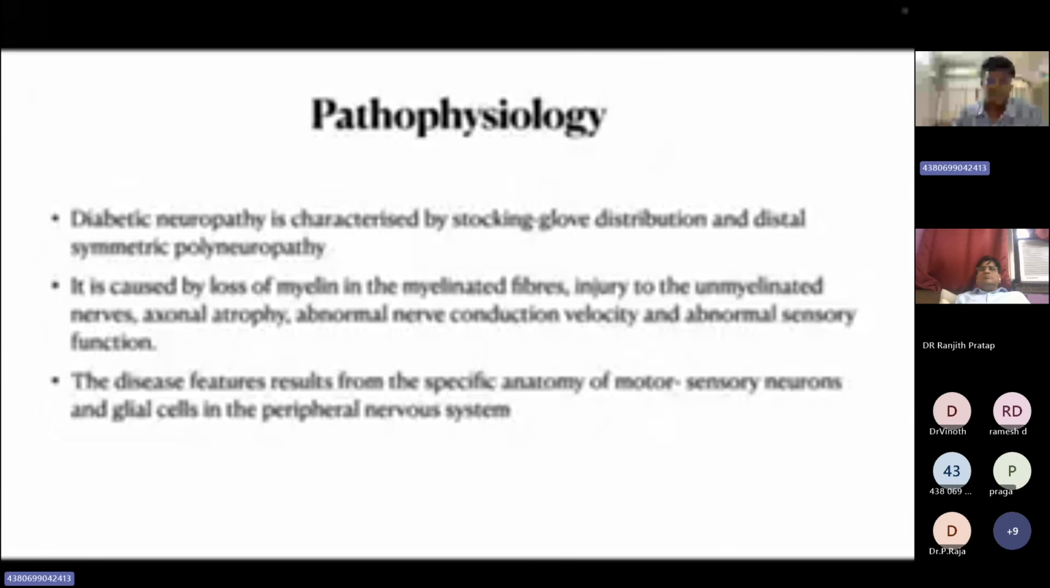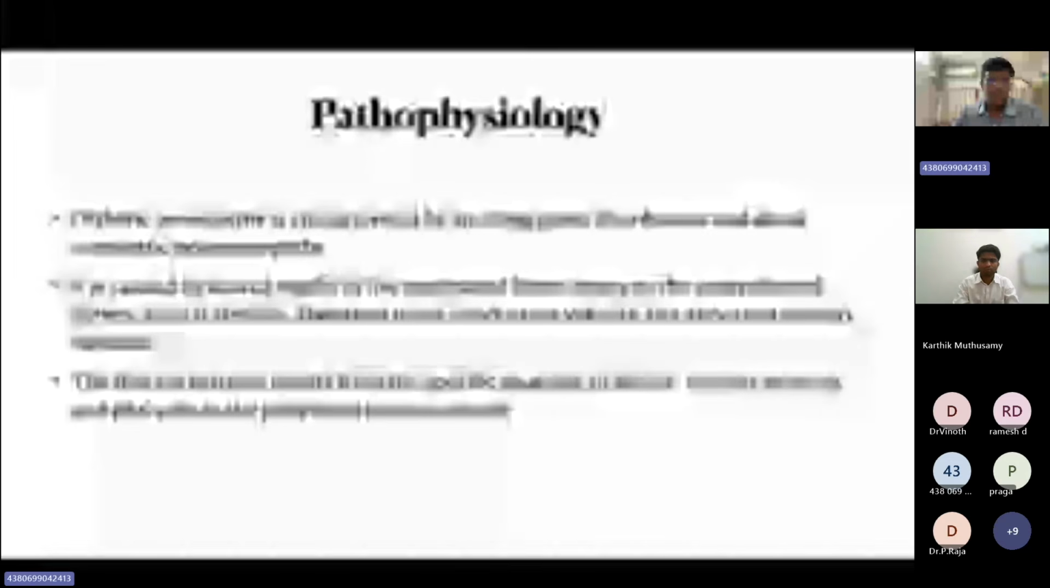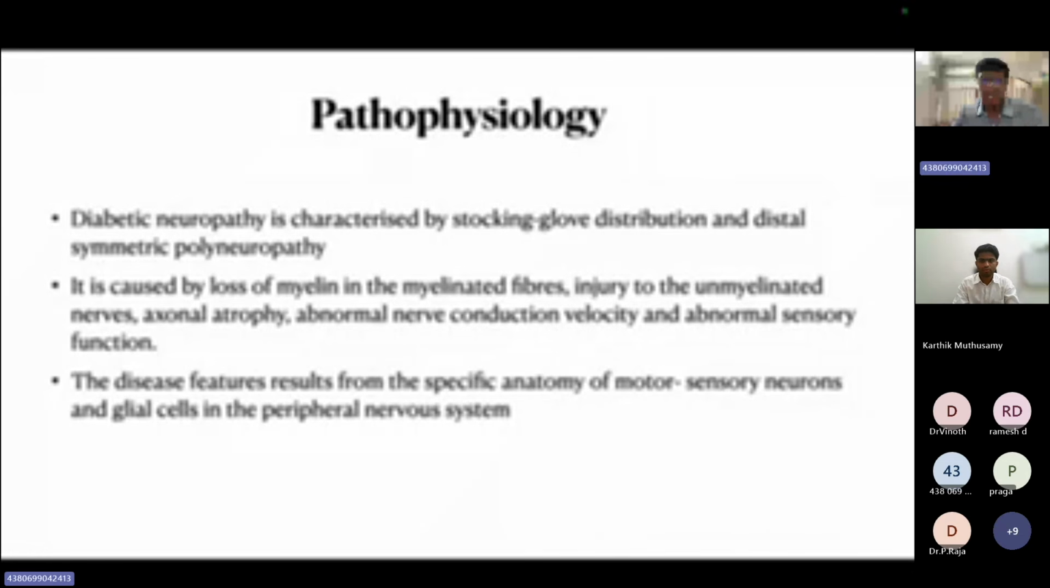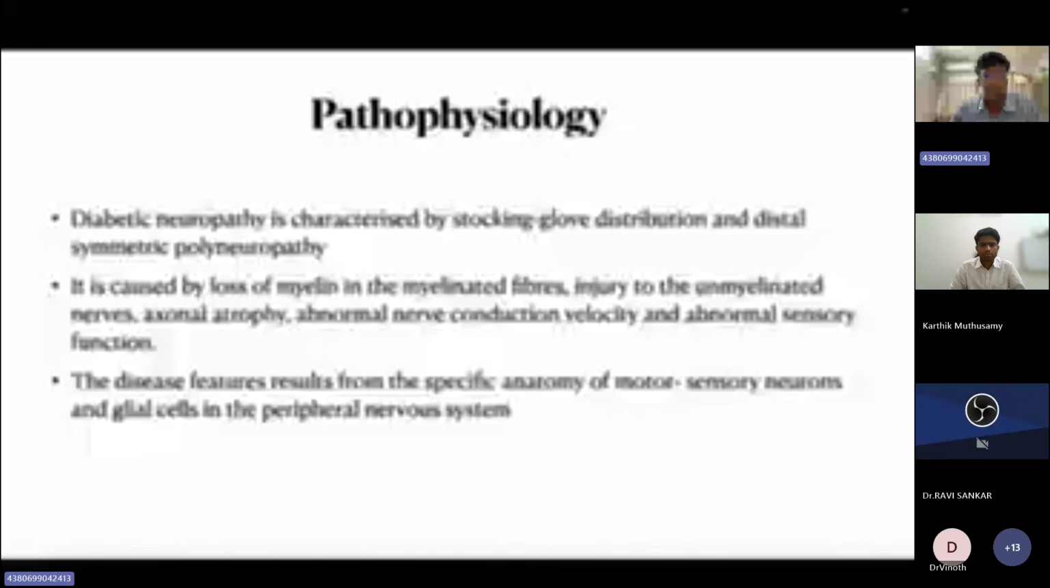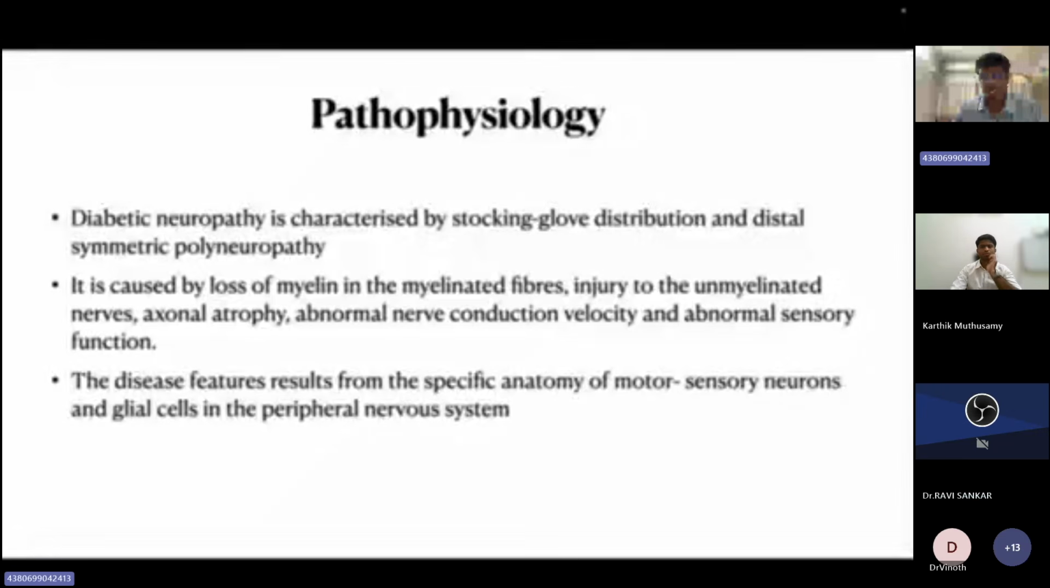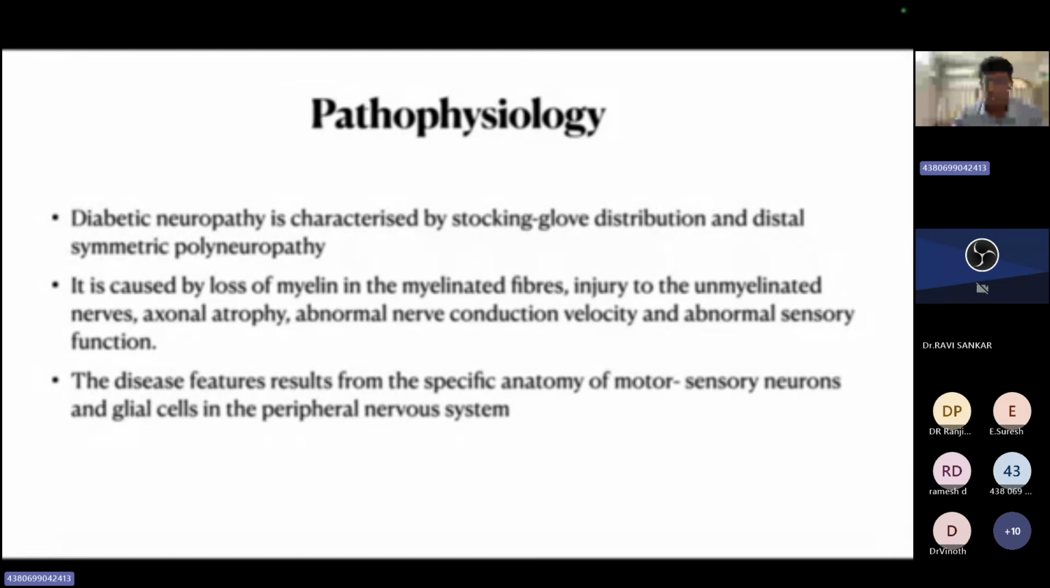So going into the pathophysiology, diabetic peripheral neuropathy is characterized by a stocking and glove distribution of distal symmetric polyneuropathies. It is caused by loss of myelin in the myelinated fibers. This results in injury to the unmyelinated nerves and axonal atrophy, which ultimately results in abnormal nerve conduction velocities and abnormal sensory functions. The disease features result from a specific anatomy of the motor and sensory neurons and the glial cells in the peripheral nervous system, which we will be discussing in the next slide.